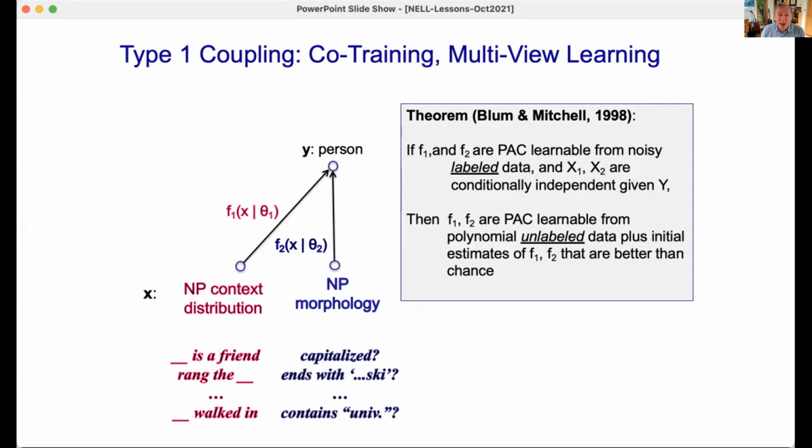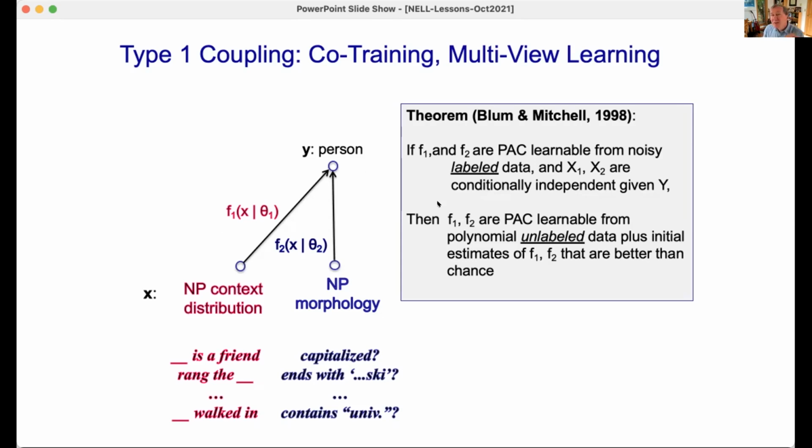And in fact, we have some theoretical results on this that show that if these two functions are PAC learnable from noisy labeled data, and if the inputs that you're using to code the input are conditionally independent given that label, then we can actually PAC learn those functions from unlabeled data, as long as we start with estimates that are better than chance. So a little bit of labeled data will give us functions better than chance. And then we can finish off the job with unlabeled data.